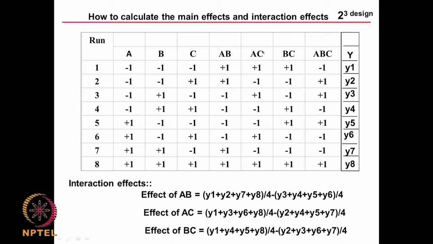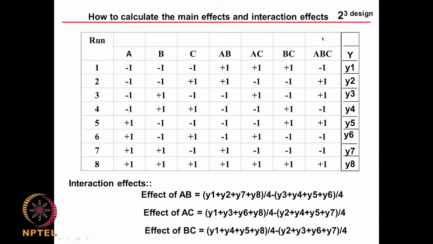Now, if I want to know AC interaction, for example, temperature and carbon amount, okay, you know how to get this AC. You just have to multiply these 2 and get this, these 2, this, these 2, this, like that. So, for AC, there are 4 places you have plus, here, here, here. So, Y1 plus Y3 plus Y6 plus Y8 divided by 4, 4 places you have minus, Y2, Y4, Y5 and Y7 divided by 4. Same thing with BC, 4 places you have plus, 4 places you have minus. So, you pick up those pluses Y1, Y4, Y5 and Y8, divide by 4, minus Y2, Y3, Y6, Y7, add them up and divide by 4. So this gives you the interaction effect. So you can even get ABC effect, because ABC also has the pluses and minuses here, okay.